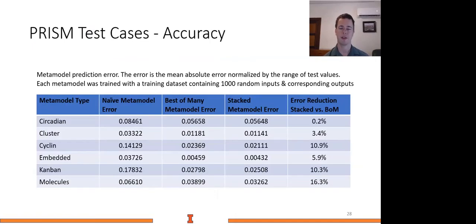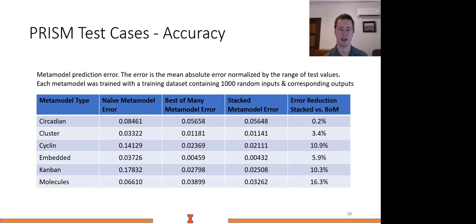So the accuracy of the metamodel is given here. We try 3 different kinds of metamodels for each of the test cases: a naive metamodel, the best of many metamodel, and the stacked metamodel, which we developed. The naive metamodel is just a control. It works by finding the average output in the training data set and using that as the prediction for every one of the inputs in the test data set. Since it's giving the same output prediction for each of the inputs, any reasonably performant metamodel should be able to outperform the naive metamodel.